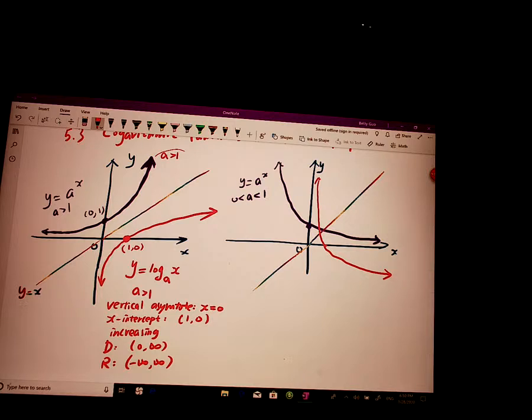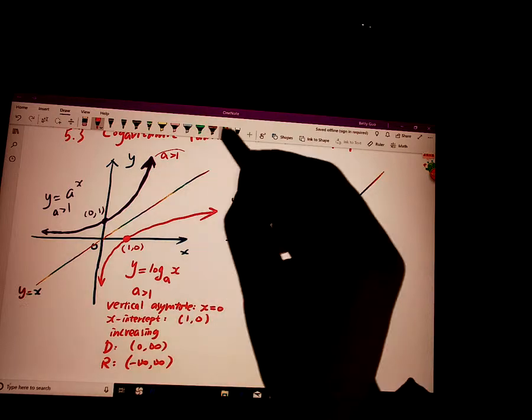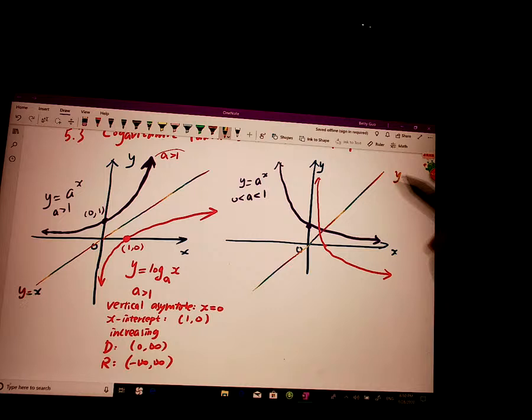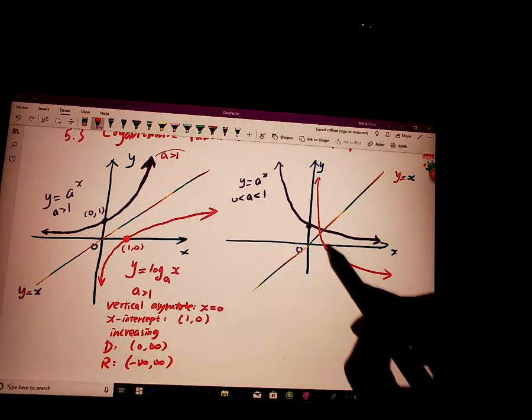Okay, if you turn your head, looking at the graphs, turn your head 45 degrees. The black curve and the red curve are supposed to be symmetric with respect to the straight line, the bisector of quadrant 1 and quadrant 3. Yeah, y equals x, right? Okay, very good.